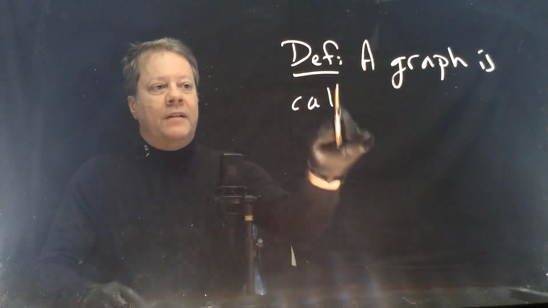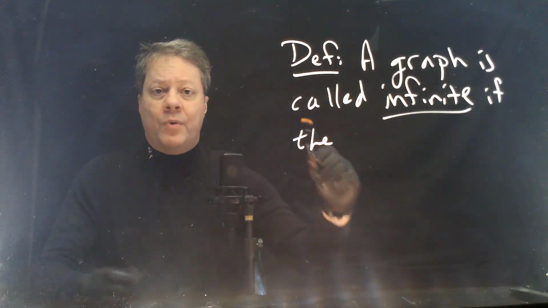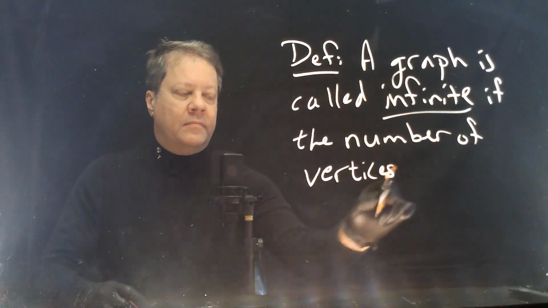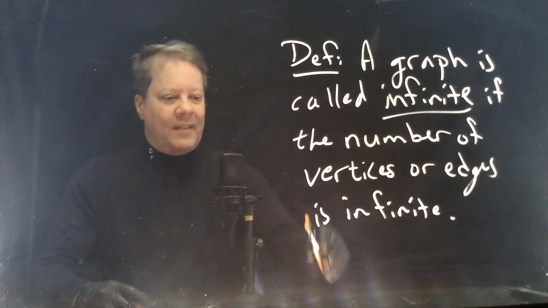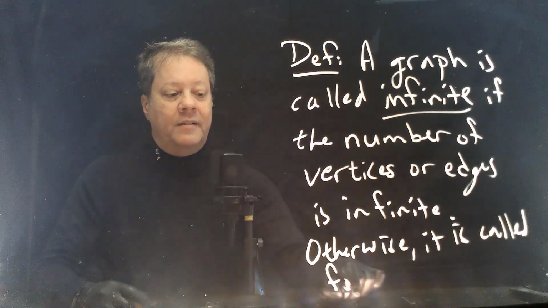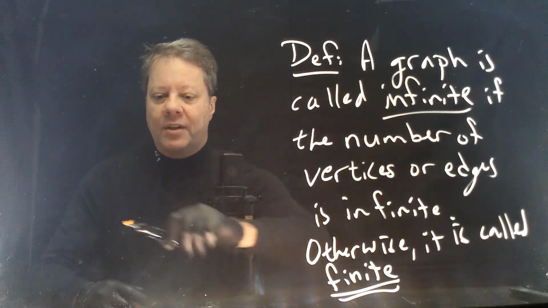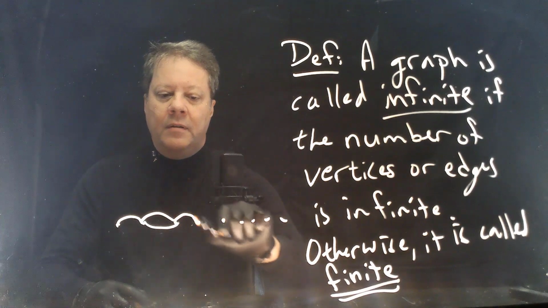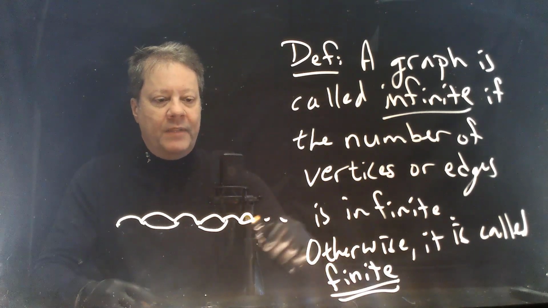A graph is called infinite if the number of vertices or edges is infinite. Otherwise, it is called finite. Now, in this course, we're only going to deal with finite graphs. So it's possible to have an infinite number of vertices going off forever and edges, etc. But we're only going to look at the case where this actually comes to a definite end someplace.